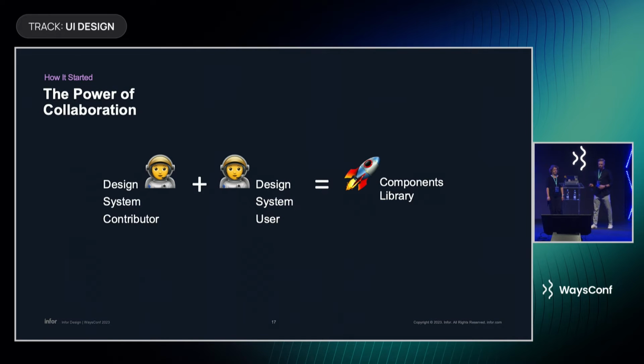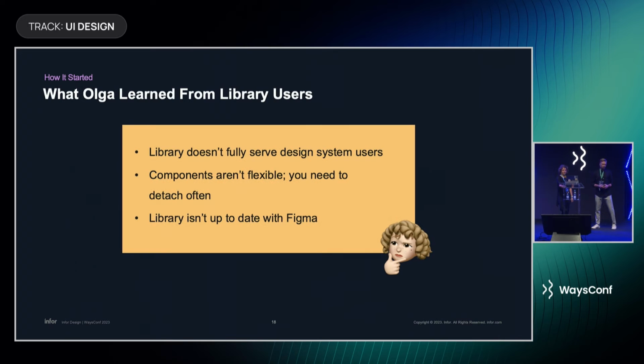And this increased collaboration led to a significant transformation of our components Figma library. And what Olga learned through that process: she realized that the library doesn't fully serve design system users. Users are not satisfied with our library. They often have to detach many components. There are not too many variants inside some components. And the structure of our library is not up to date with some Figma features. So there was a lot of space to improve our library and components.